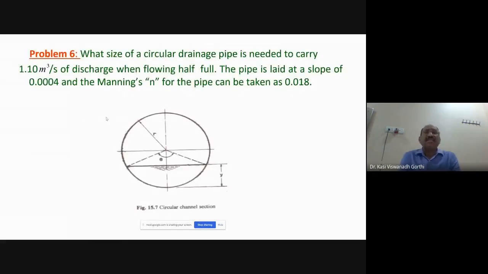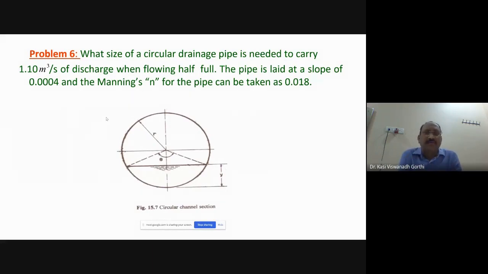Next problem. What size of a circular drainage pipe is needed to carry 1.1 meter cube per second of discharge when flowing half full? I repeat this first sentence once again. What size of circular drainage pipe is needed? So you need to estimate the size of the pipe. This is number one. Number two, what is the shape? It is circular. The channel section we have just seen was trapezoidal, in the earlier case rectangular, but now it is a circular drainage pipe.